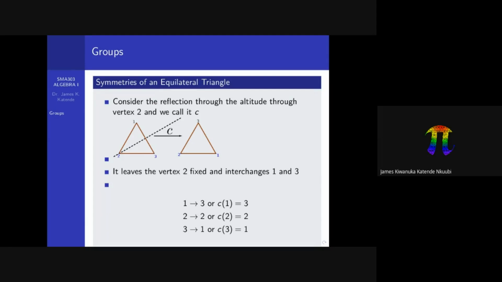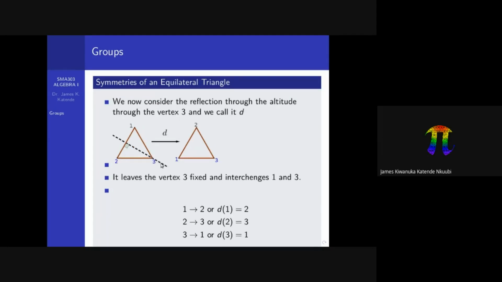So the next one we have is the final reflection through this line, the altitude that goes through the vertex labeled 3. So again, 3 will be on the mirror line, so 3 does not move, but 1 and 2 are interchanged. And this is what we get. As a function, this is how it will look. 1 will go to 2, 2 will go to 3.